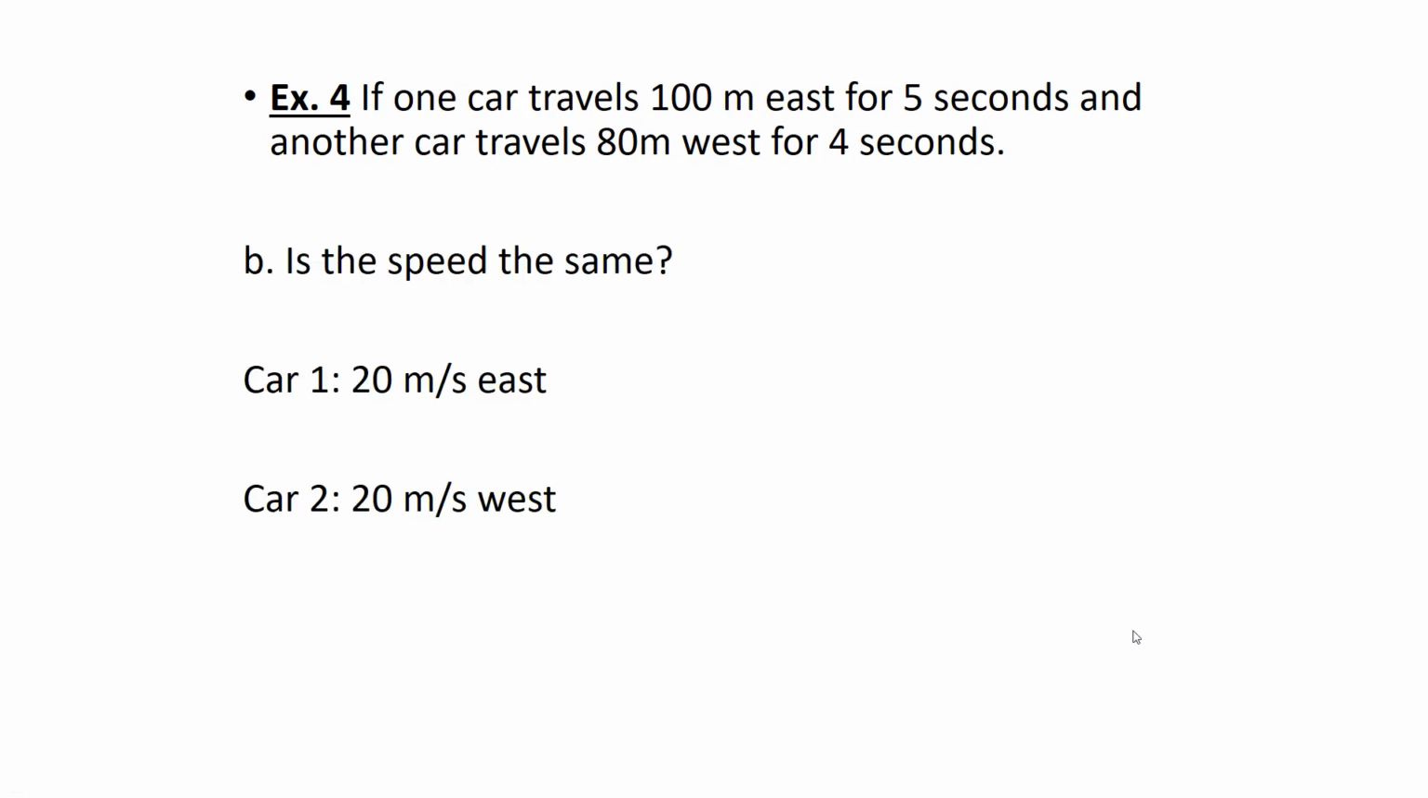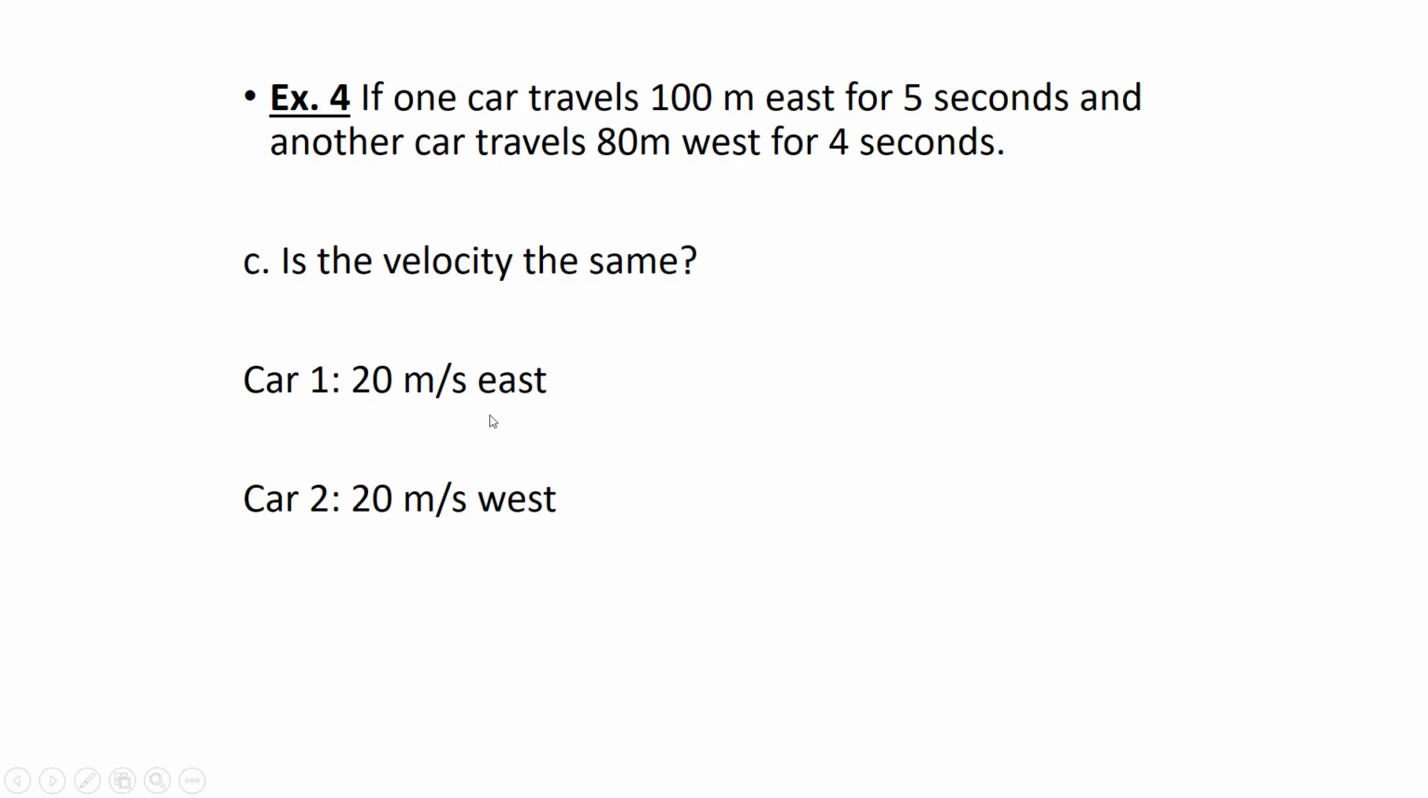So is the speed the same? What you want to do for speed, direction doesn't matter. So just get rid of east, get rid of west, pretend like they're not there, and just look at the numbers. Is 20 meters per second and 20 meters per second the same thing? And the answer is yes, they are the same. Ignore direction. Is the velocity the same? No. East and west are two different things.